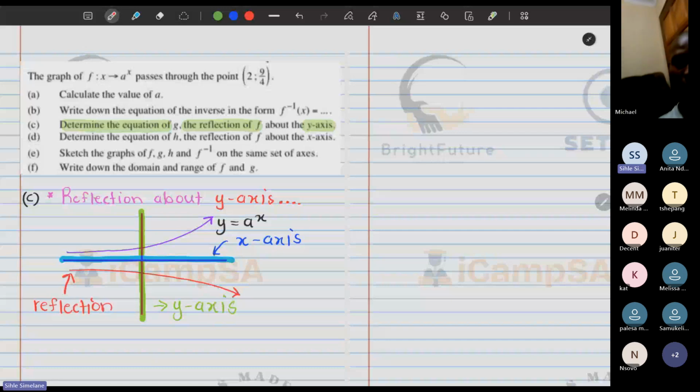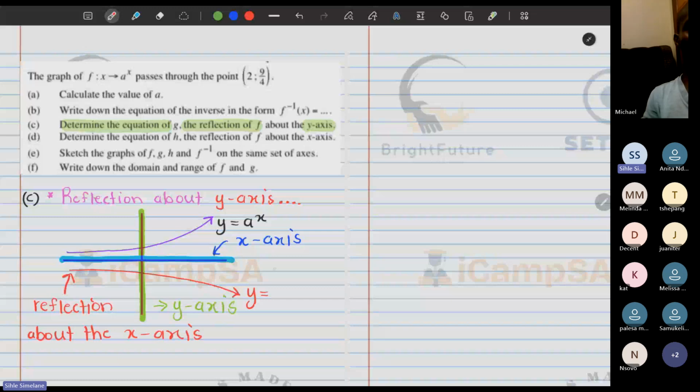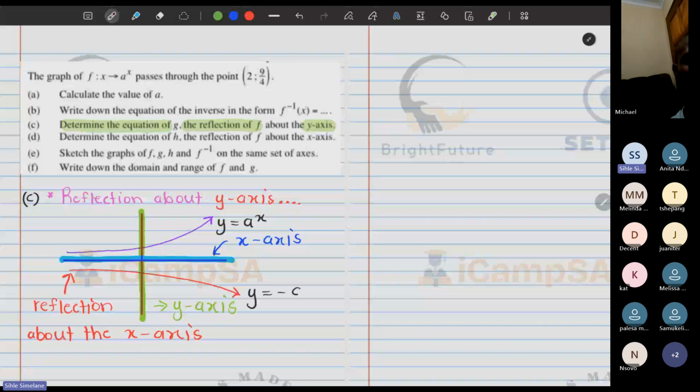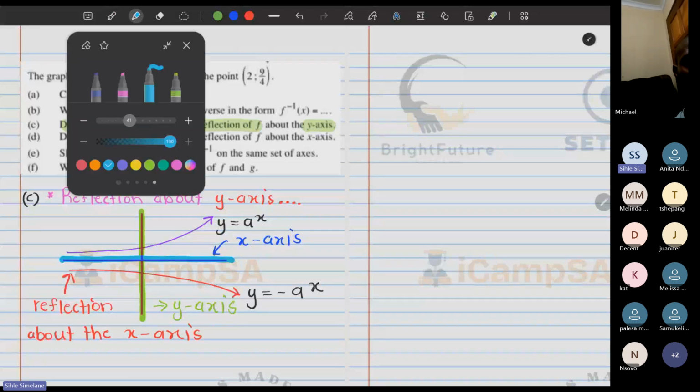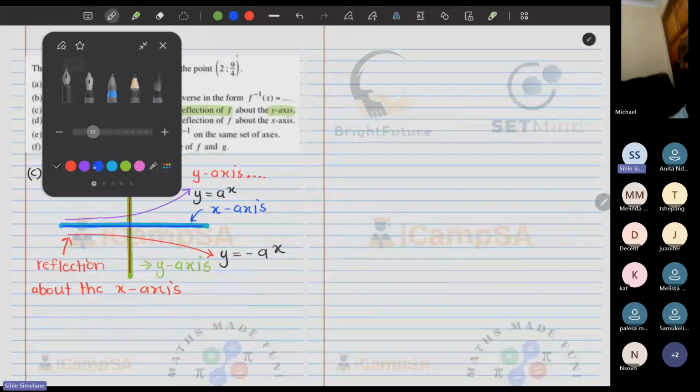Okay, that one is about the x-axis, reflection about the x-axis. So look at the difference that it makes on the equation. The equation now just becomes y equals negative a to the power of x. So meaning whenever we are reflecting about the x-axis, guys, do you see what difference we make on the equation?